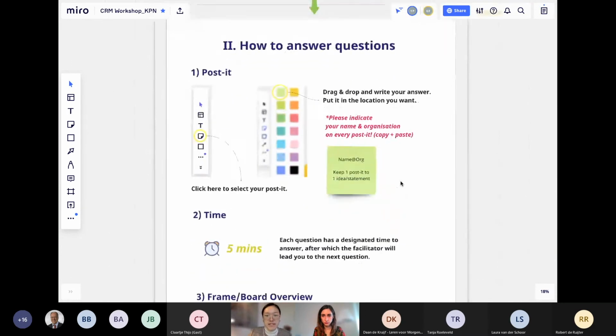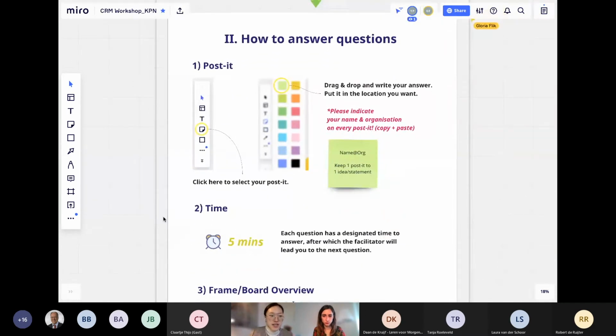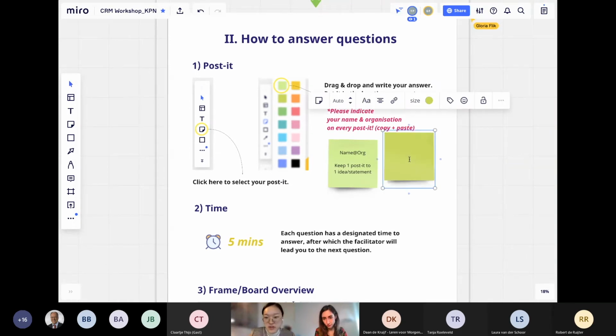And in terms of how to answer the questions, if you look at the left side of the screen, there's a sticky note. And here you can just choose whichever color you want, and then you click and drop. But please make sure that you leave your name and organization while leaving an answer, because we are planning to develop and make a report out of the results, which we want to share with you. It's very important for us to understand which partner in what part of the value chain really emphasizes certain aspects.